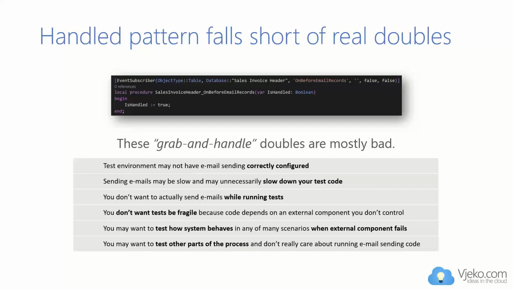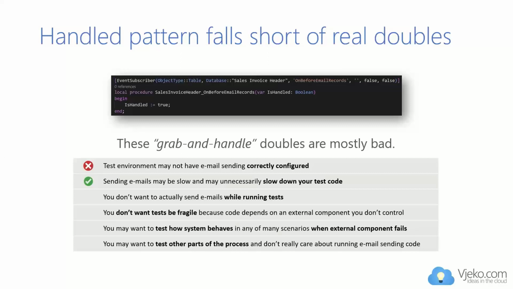The first obstacle we noticed was that the test environment may not have email sending correctly configured. This kind of double fails there. It just doesn't tell you anything about the configuration. It simply puts it under the carpet, skips completely over it, and doesn't let you test how the setup works, how you should configure it, etc. The second one is that sending emails may be slow and may unnecessarily slow down your code. Well, congratulations, you have at least solved that one. You won't be sending any emails out.